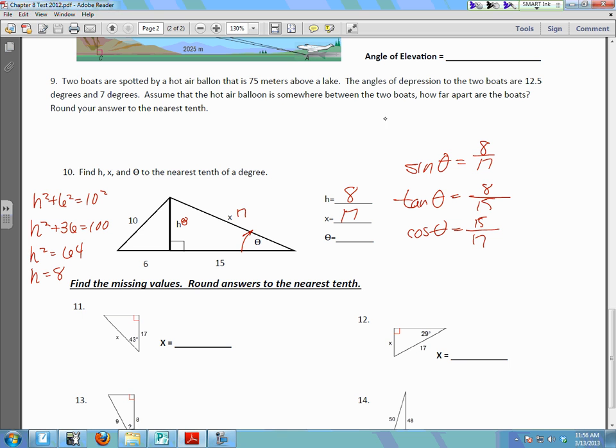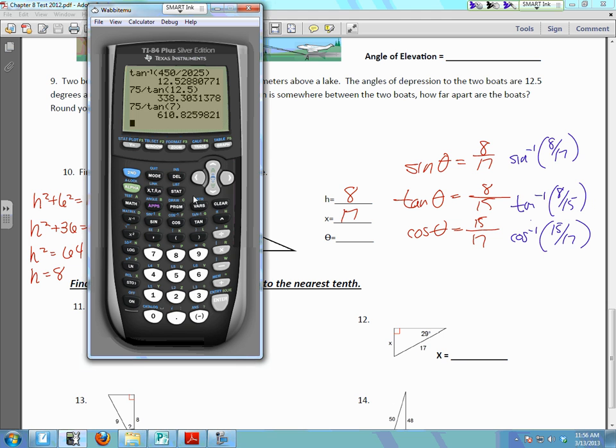Now, I wrote them out this way, but to actually find what theta is, I need to use the inverse button. So I'd say sine inverse of 8 over 17, tan inverse of 8 over 15, or cosine inverse of 15 over 17. All three of those calculations should give you the same answer.